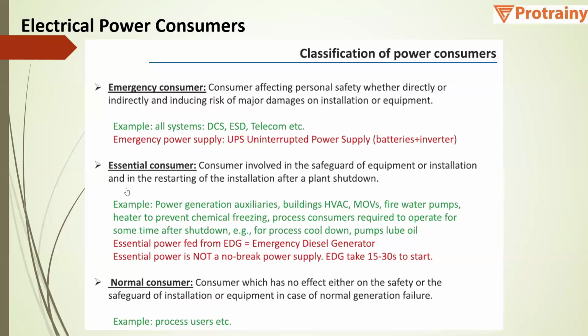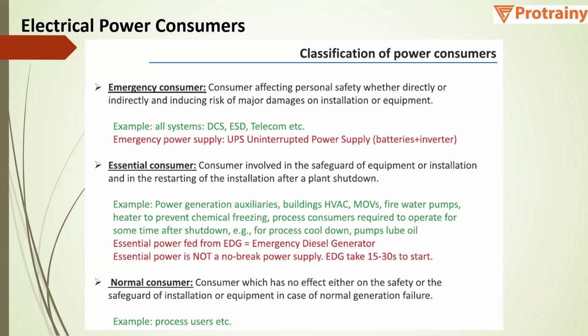So to calculate the electrical load, we have to consider the various consumers, which is actually the end consumer. Basically, there are three kinds of consumer in oil and gas plants. The first one is emergency consumer. Emergency consumers are those for which not even a fraction of a second should the electricity switch off, like the DCS system, ESD system, emergency shutdown system, telecom system. For that we actually use UPS, batteries and inverter.